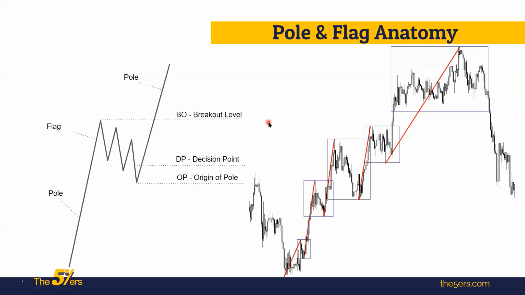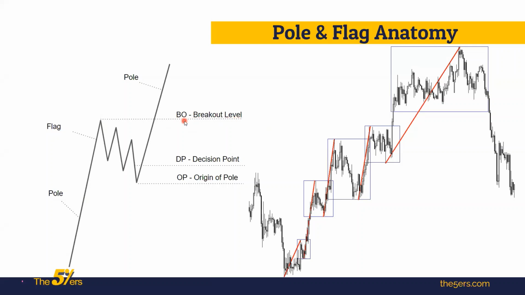One is the breakout level. We take the top line. We always use straight, horizontal lines. Okay, we take the peak of the top of the pole if it's a long bias, and then we mark it, and this would be the breakout level.